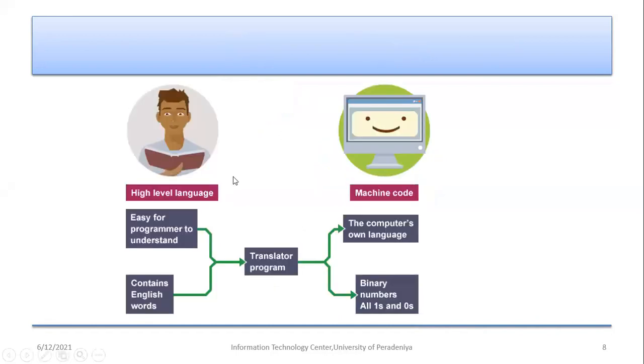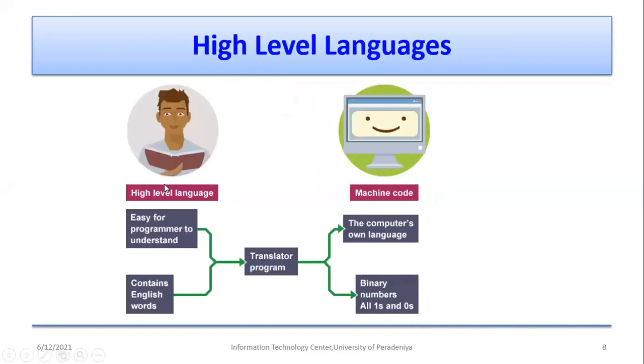In a high level language, it is easy for the programmer to understand, and it contains English words. But the computer cannot understand the high level language. The computer can understand only machine code. This is the computer's own language, a collection of ones and zeros. So we have to convert the instructions given in high level language into machine code. In order to do that, we can use translators.